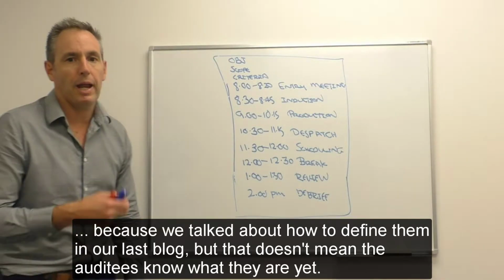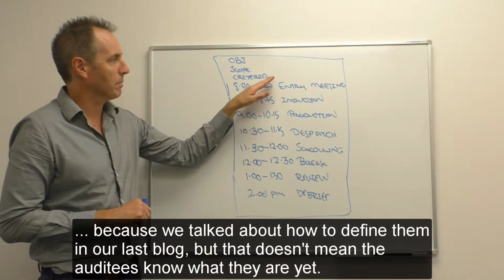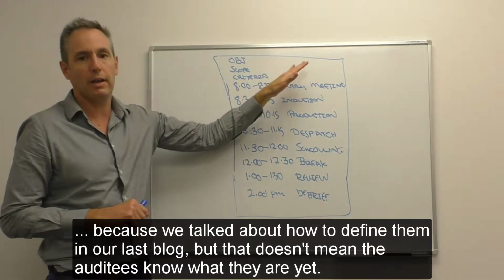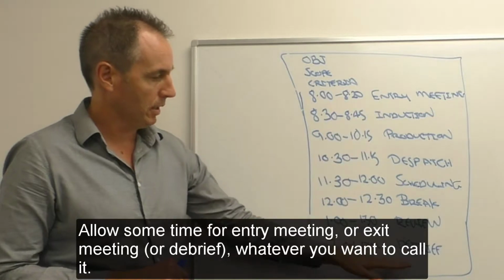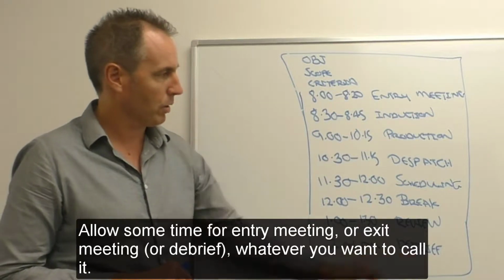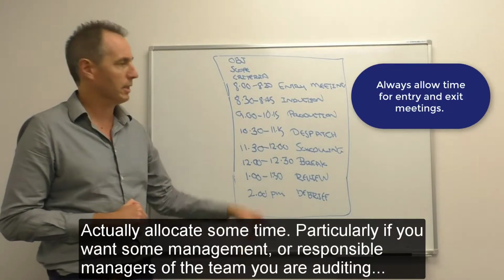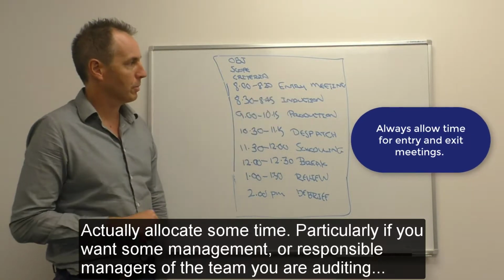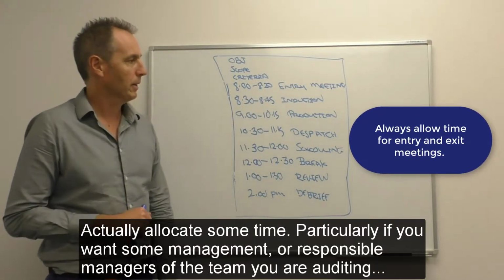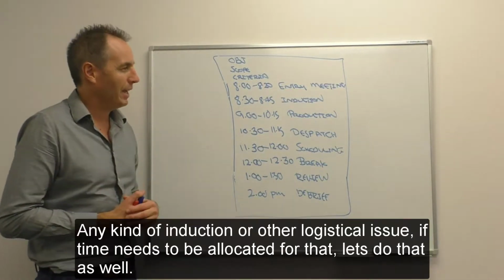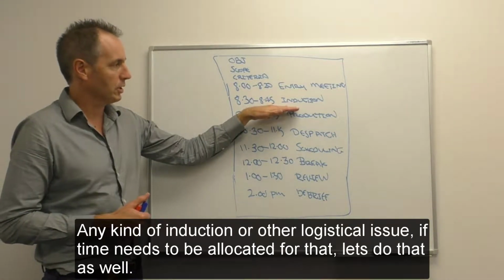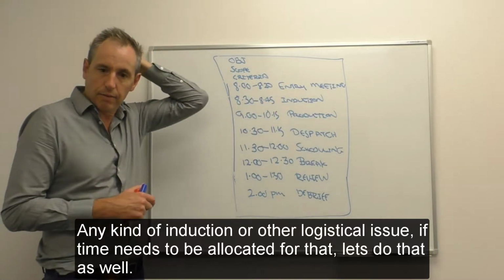So some of the considerations in our audit plan: we restate the objective, scope and criteria, because we talked about how to define them in our last blog, but that doesn't mean the auditees know what they are yet. So allow some time for an entry meeting, or an exit meeting, or debrief, whatever you want to call it. Actually allocate some time. Particularly, you want management or responsible managers of the team you're auditing to turn up to those kinds of things. You need to let them know what time you want to do that. Any kind of induction or other logistical issue, if time needs to be allocated for that, let's do that as well.